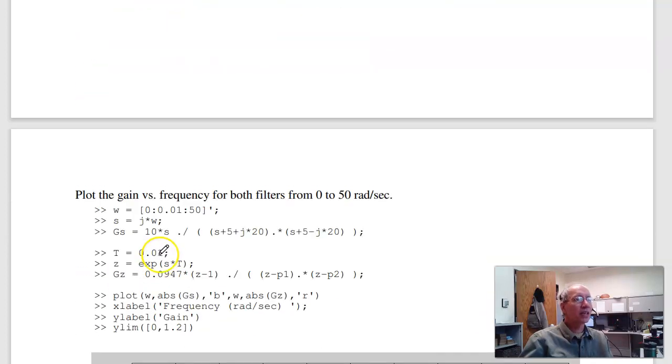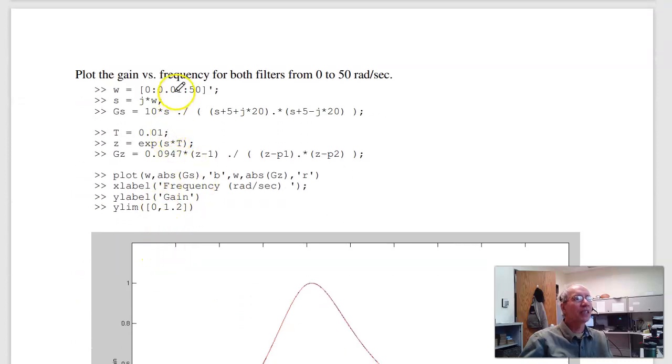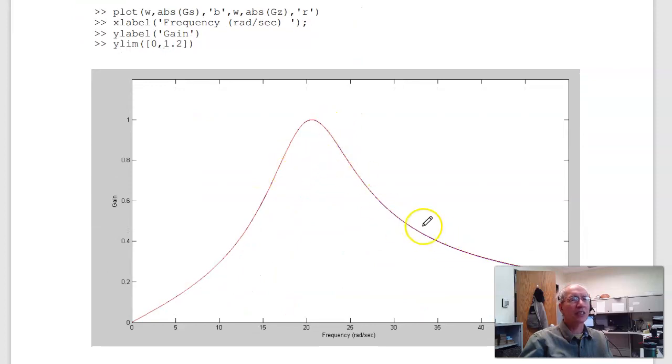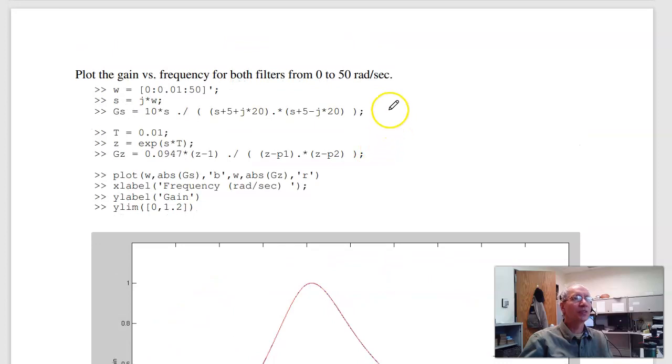To check, I can plot the gain versus frequency. In the S-plane, here's omega, s is j omega, G of s. In the Z-plane, T is 0.01, z is e to the sT. There's my filter. Plot G of s in blue, G of z in red, and what you get is the same filter. I've got the two so close to each other, it's really hard to tell the difference. Same gain versus frequency means same filter. So again, that says that these two filters are equivalent, just different ways of expressing them.